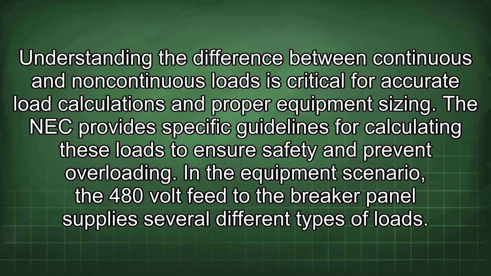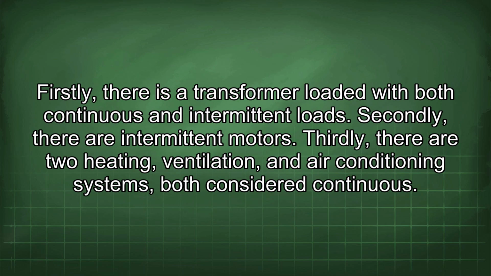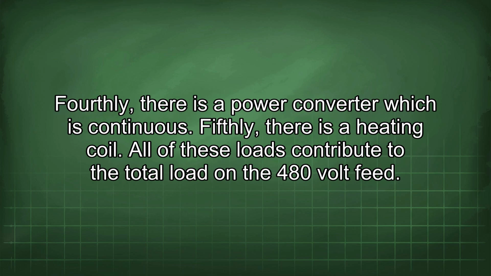In the equipment scenario, the 480-volt feed to the breaker panel supplies several different types of loads. Firstly, there is a transformer loaded with both continuous and intermittent loads. Secondly, there are intermittent motors. Thirdly, there are 2 heating, ventilation, and air conditioning systems, both considered continuous. Fourthly, there is a power converter which is continuous. Fifthly, there is a heating coil. All of these loads contribute to the total load on the 480-volt feed.